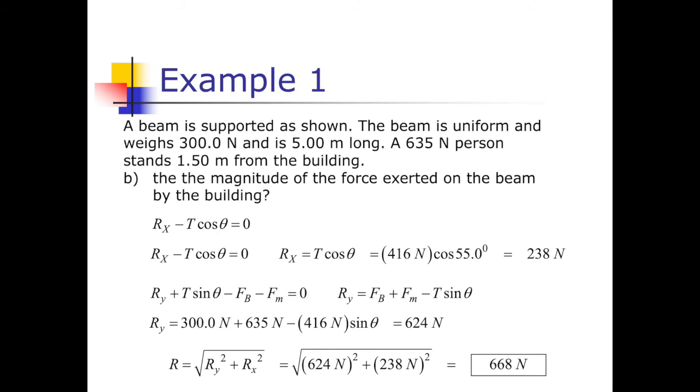Now that we have our x component and our y component, we simply use the Pythagorean theorem to come up with the magnitude as 668 newtons. If you had to find the angle, you would simply use some sort of trig function related to either the y and the x or the y and the hypotenuse, pretty much anything you want, because you have all three sides of the triangle. So keep in mind, please, that we dealt with torque to find the tension and then translational equilibrium to find the actual force caused by the wall on the beam itself.